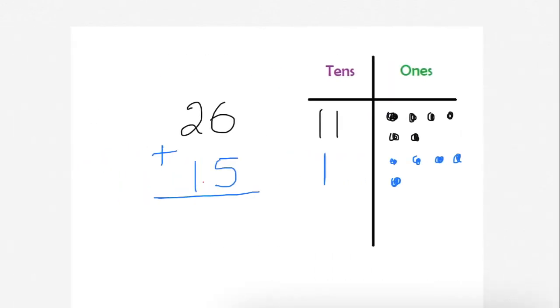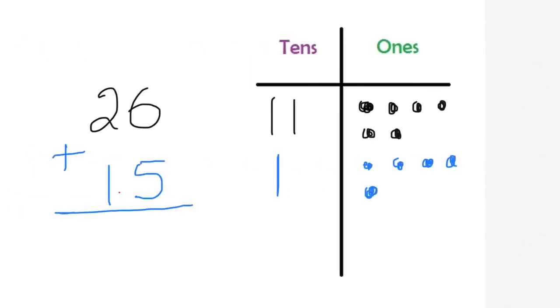Now let's take a look at an addition problem which will require regrouping. I have 26 plus 15. The 26 is represented in the tens and the ones column in black, where you have 2 in the tens column and 6 in the ones column. And for 15, you have 1 line in the tens column and 5 dots in the ones column to represent the 5 portion. We always start with the ones column.